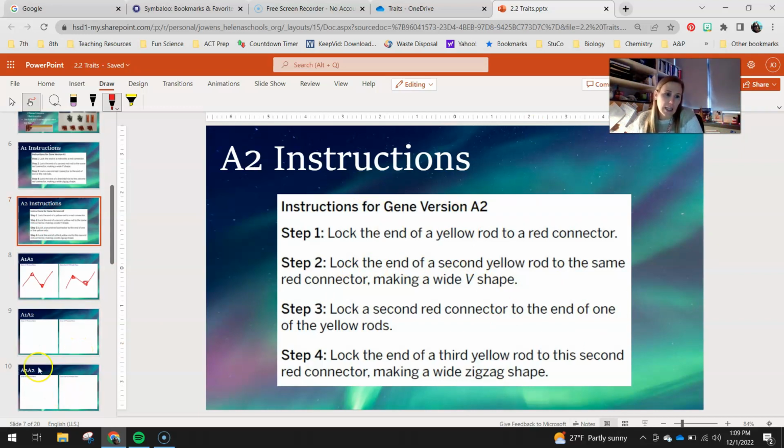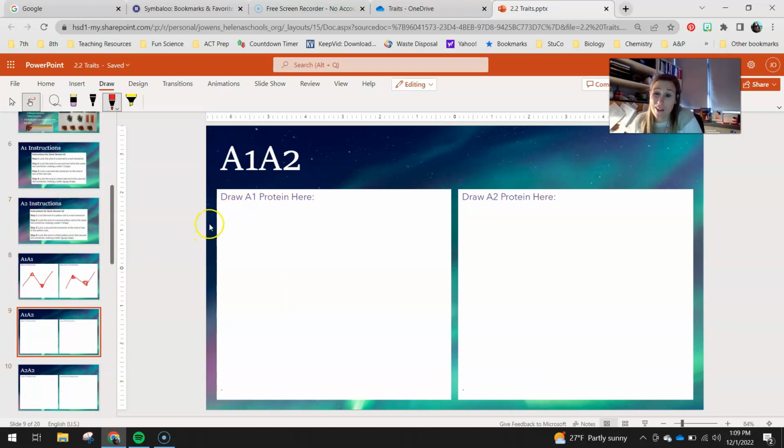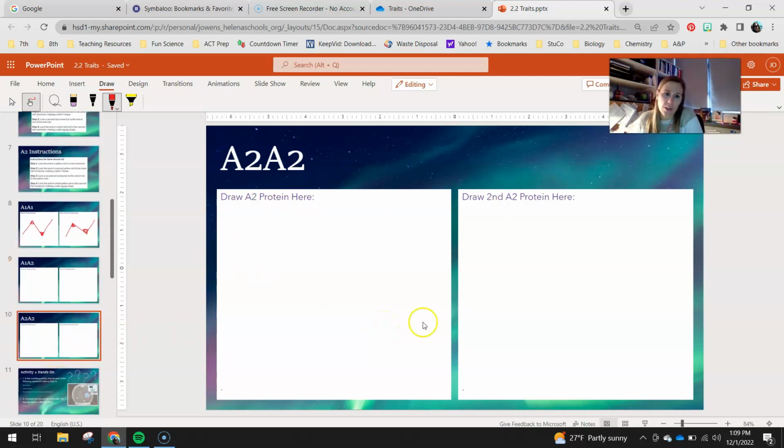So go ahead, take a second. I want you guys to read through the instructions for A2, and then you guys would draw a heterozygous genotype where we have an A1 and an A2 passed down. Mom passes down one, dad passes down the other. Okay, finally, then you're going to build 2 A2 proteins and draw them on slide 10. So go ahead, take a second, finish up the drawing through slide 10, and then you guys can hit play again when you're ready.